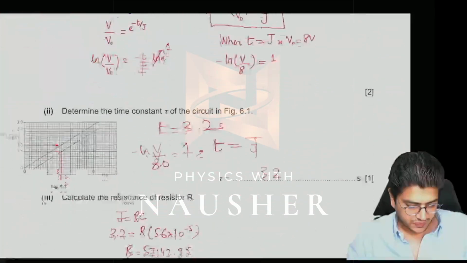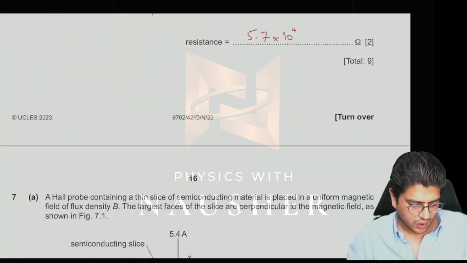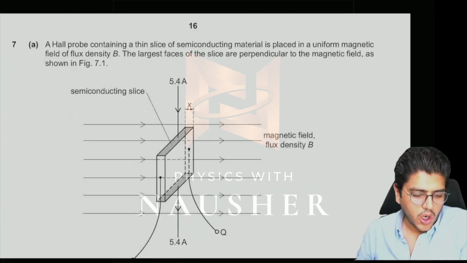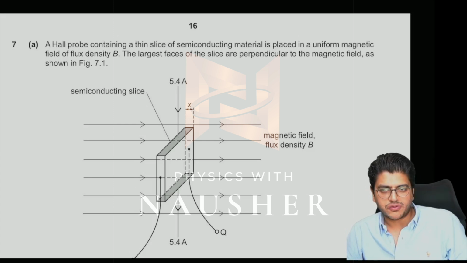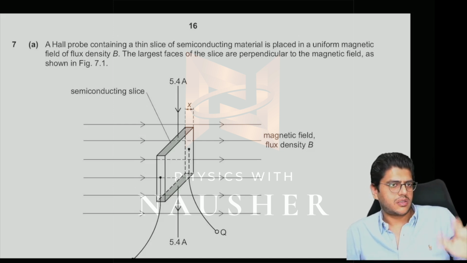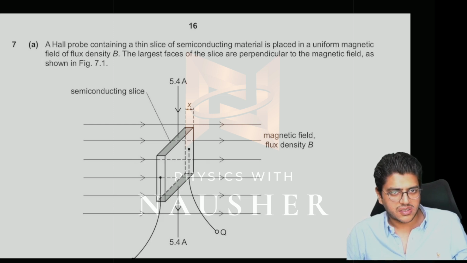Okay. And moving on, question number 7. A Hall probe containing a thin slice of semiconducting material is placed in a uniform magnetic field. This is a semiconducting slice.